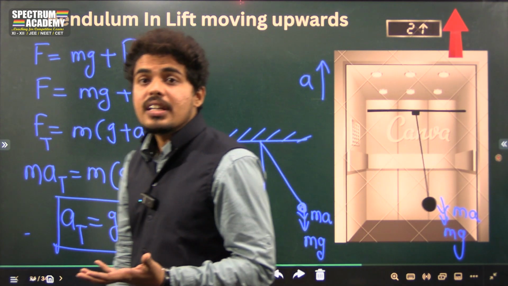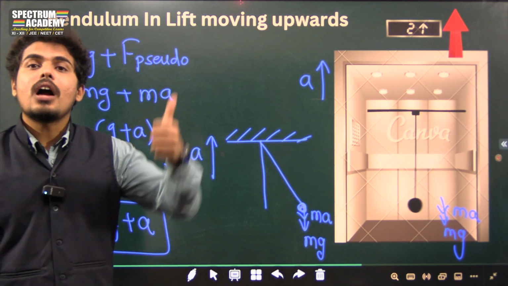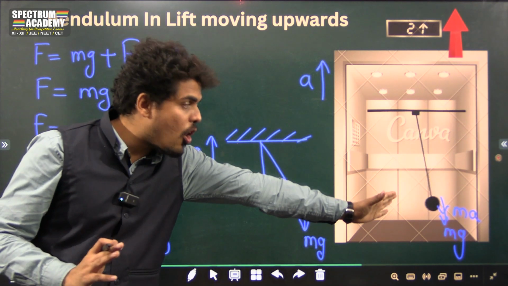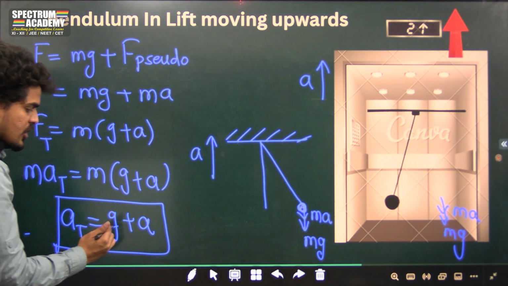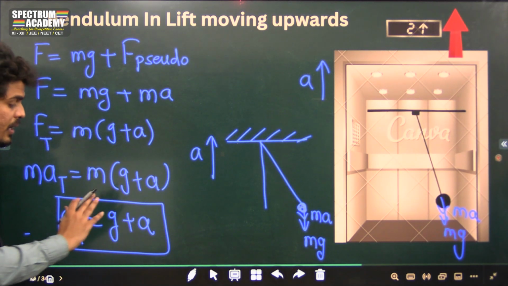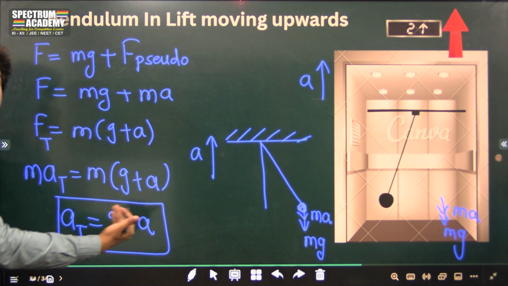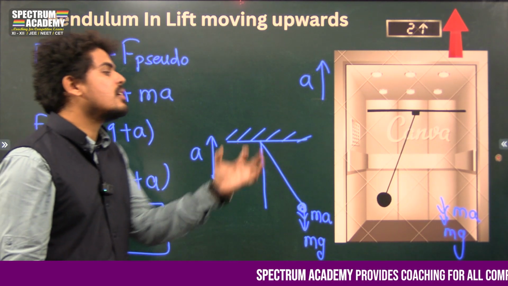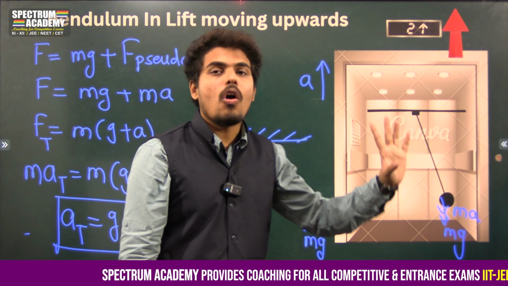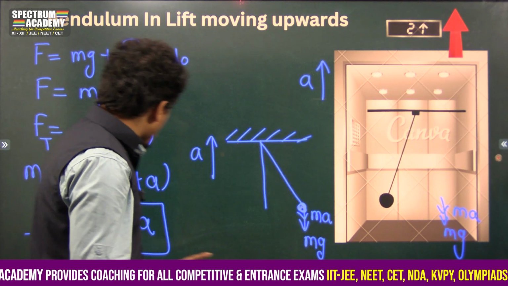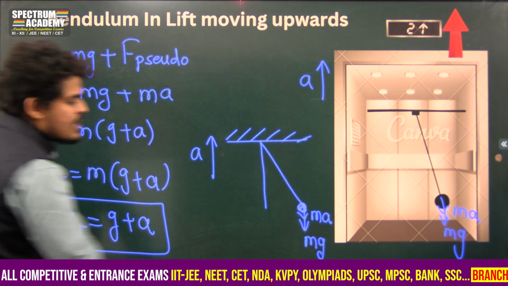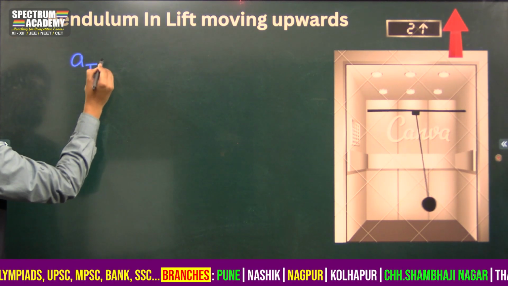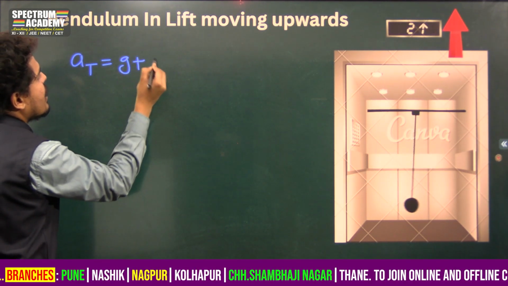In what condition? When the lift is moving upwards with acceleration a. The total acceleration acting on the bob is not only g, but there is addition of some pseudo acceleration a. So g plus a is the resultant acceleration acting on the bob. Now we know that g effective equals g plus a. So we have this. So the total acceleration on the bob is g plus a.